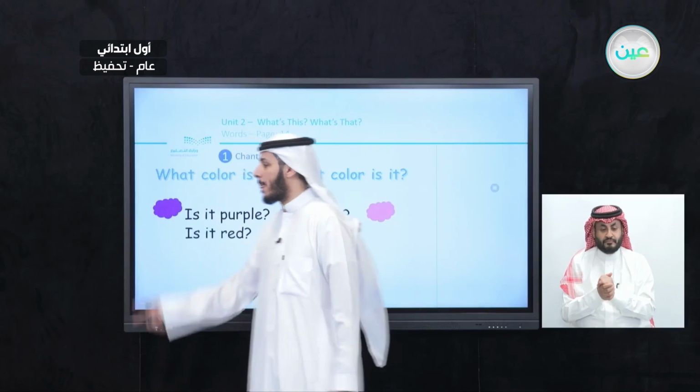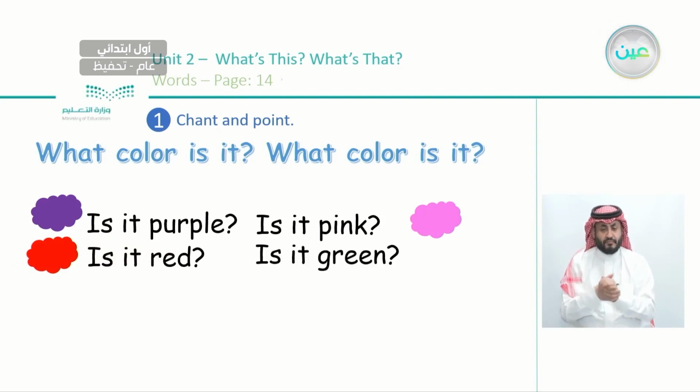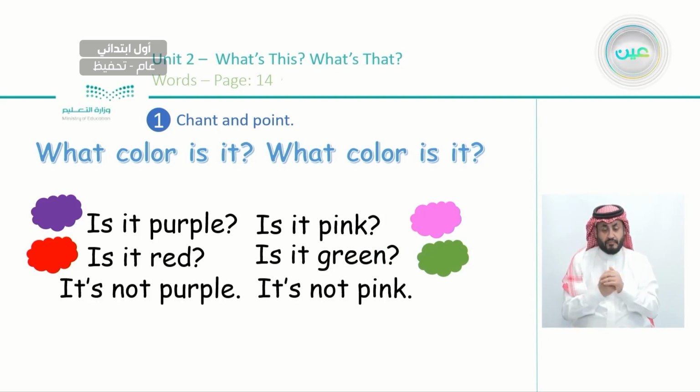Perfect. Okay. Is it red? What does it mean, red? This is the red. Perfect. And is it green? What does it mean, green? This is the green. Perfect. That's right. So, again. Is it purple? Is it pink? Is it red? Is it green? It's not purple.